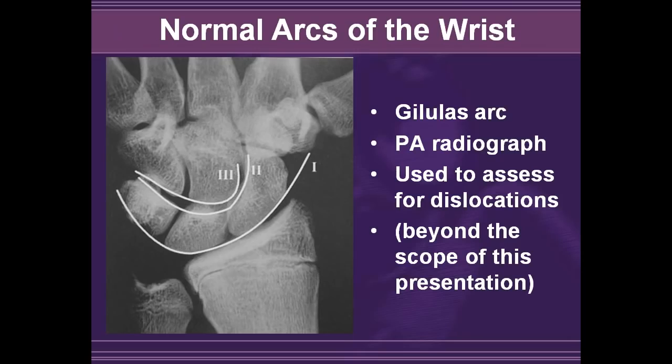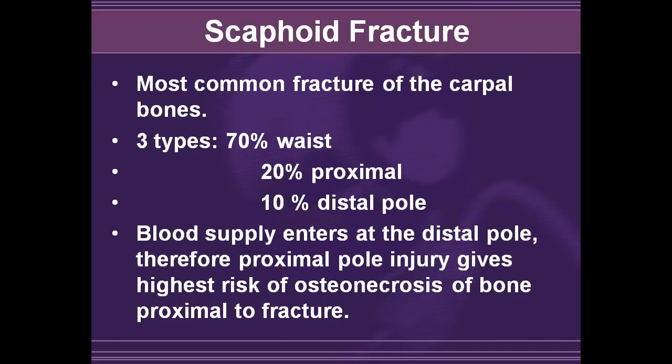Other than knowing the bones, we should look at the alignment. This is a little bit beyond the scope of this presentation, but it is worth knowing that there are Gilula's arcs. Essentially, you should be able to see these smooth arcs between the various carpal rows and the radiocarpal joint. If these arcs are not seen because of overlap of bone, this is likely due to dislocation or fracture. The lateral view is very helpful. Scaphoid fractures are the most common fracture of the carpal bones.